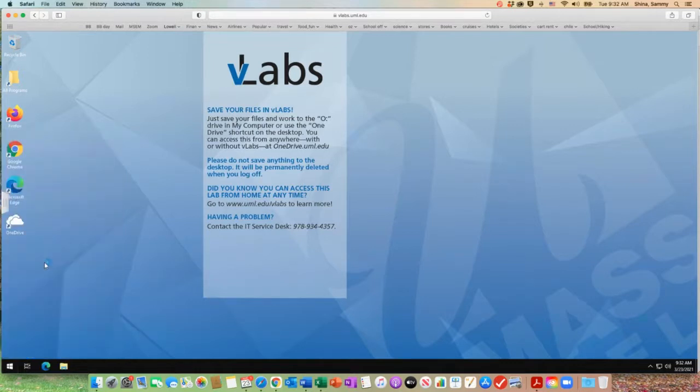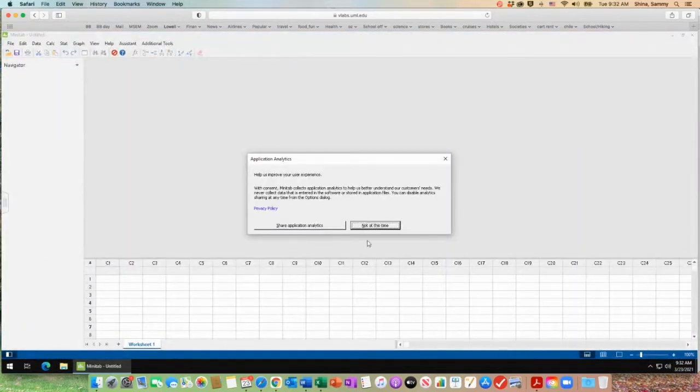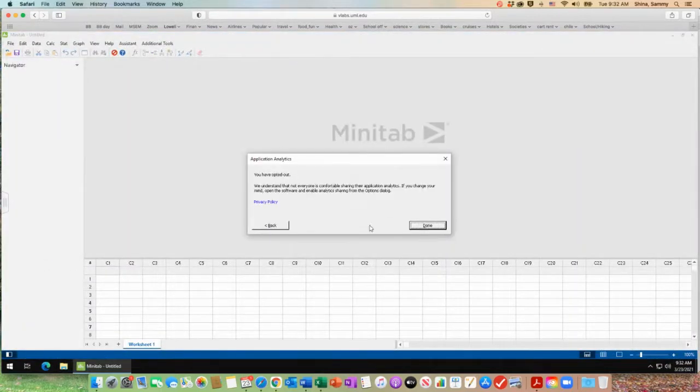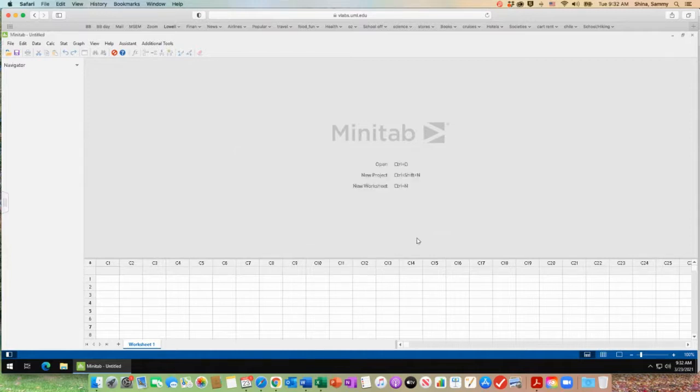So we hit Minitab and we get the top screen of Minitab. We say we don't want to do this at this time, I don't know what that is, and we say done. So we're ready for Minitab. Now, I've prepared an Excel sheet, and that Excel sheet contains all the information you need to do this.